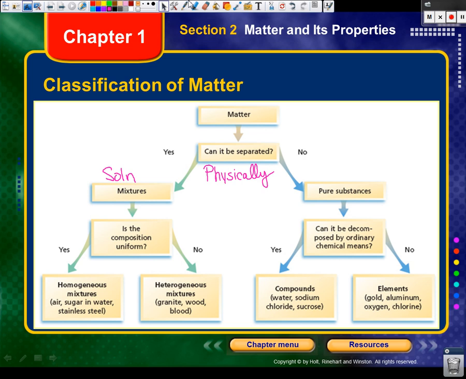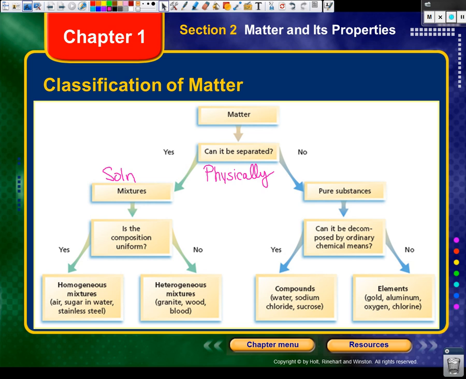What happens if we cannot physically separate it? Can you physically take salt and separate it? No, okay, you can't. Or sugar, you can't do that. So we've got to do it chemically. So it can be decomposed by ordinary chemical means. So can you take a water molecule and break it into its parts just naturally? You need electricity, right? Okay, so those are some things we would need chemically to do it.